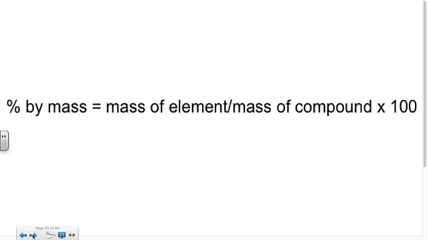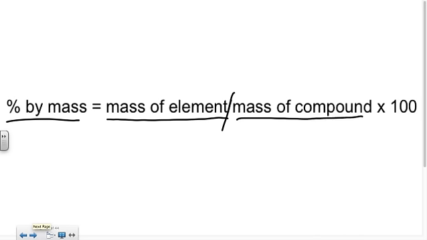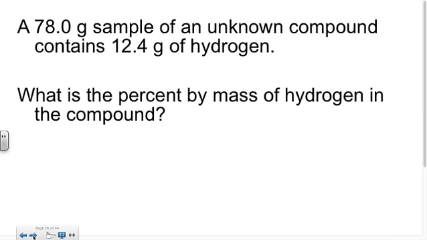The formula is here. Okay, the percent by mass is equal to the mass of the element you're looking for divided by the total mass of the compound. Make sure it's the total, and then you multiply it by 100 to get your percentage. So let's do an example. If you have a 78 gram sample of unknown compound, you can identify that it contains 12.4 grams of hydrogen. What is the percent by mass of hydrogen in the compound?